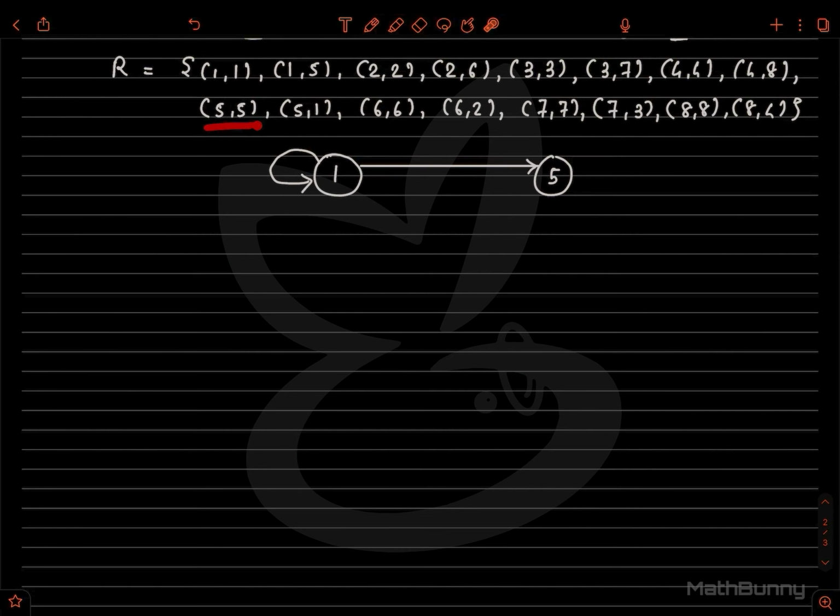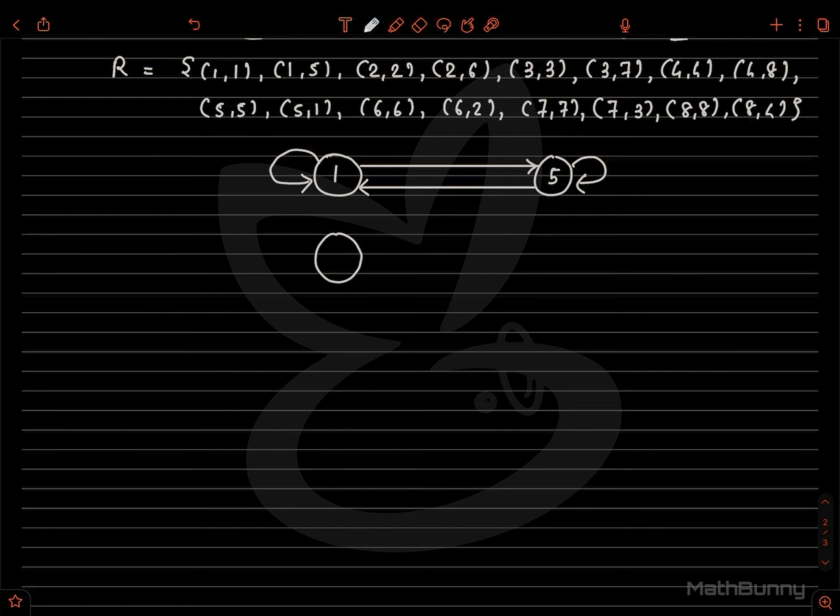And similarly, (5, 5) is again a self loop and (5, 1) will be represented like this. A line would be drawn starting from 5 and it will end at 1. Similarly, the next two elements are (2, 2) and (2, 6), (6, 6) and (6, 2).